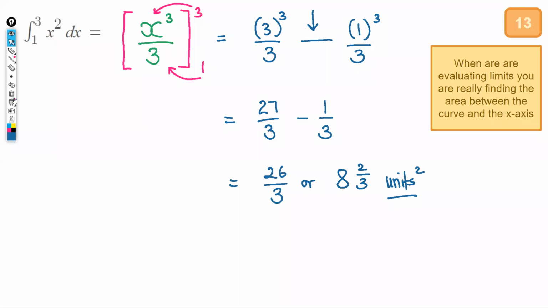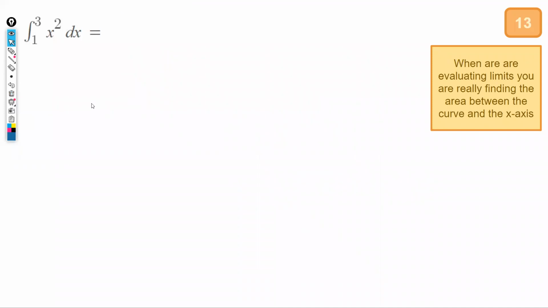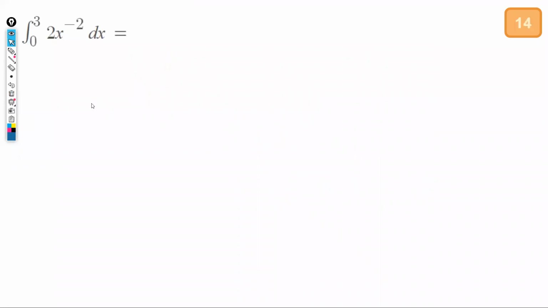Let's look for something a little bit more difficult here. How about this one with a minus power now? Let's see what you come up with.